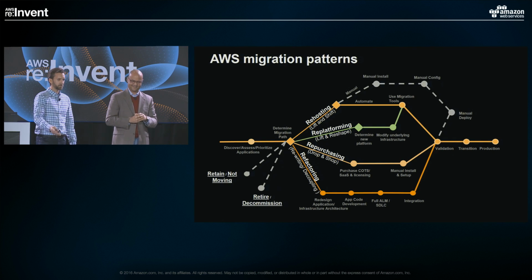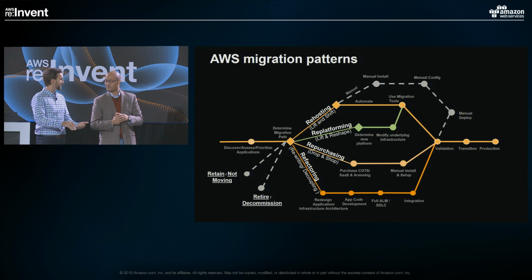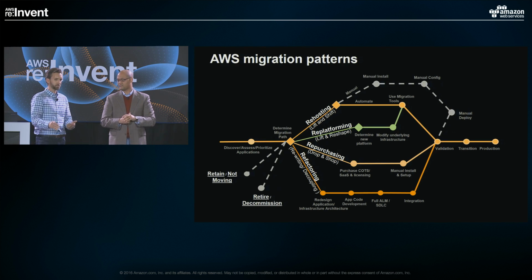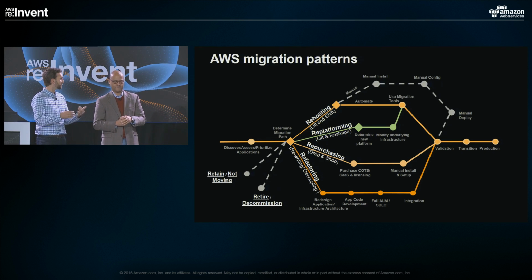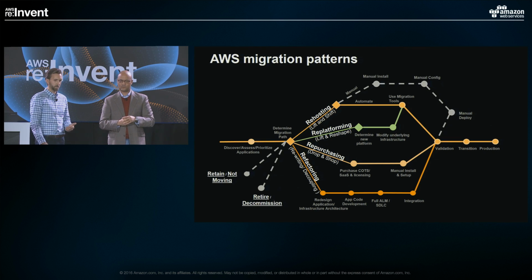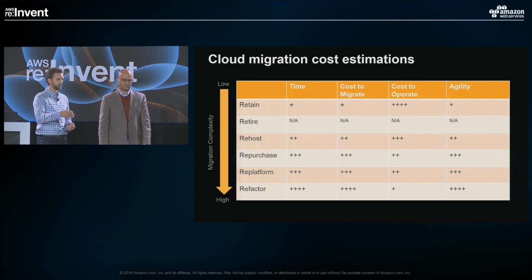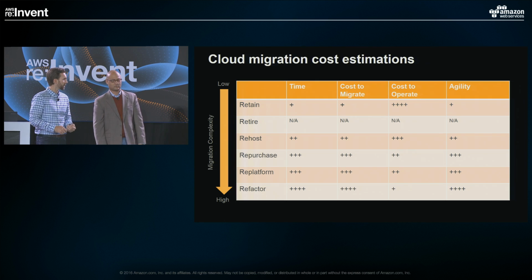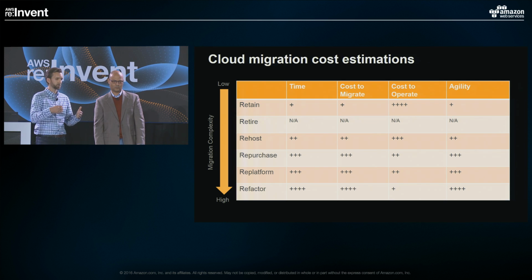So one of the things that we had to do was, even though we aligned the buckets to the cloud migration patterns, we had to assign some kind of cost factor to this, right? That would give you a ballpark estimate of your total opportunity. So we really did that across 3 categories: time, cost, and agility. And if you line up these migration factors across those 3 factors, the time and cost to migrate is an inverse relationship to the cost to operate and the agility.